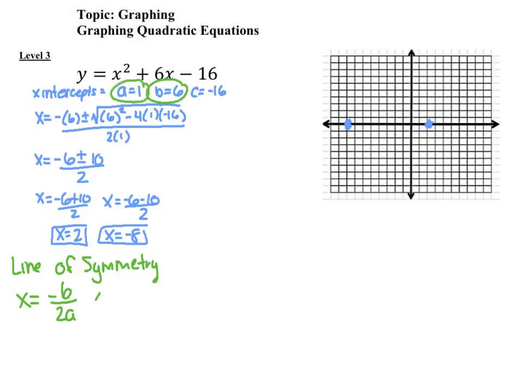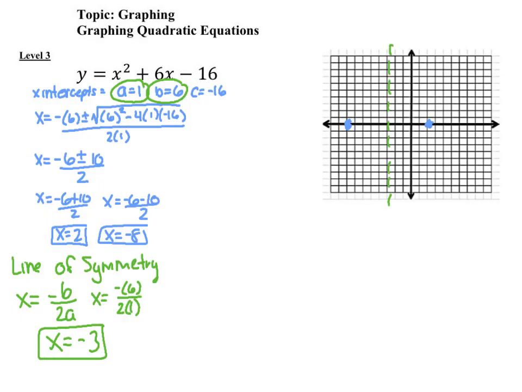So I'm going to go ahead and plug those in. I get x equals negative 6 over 2 times 1. So when I simplify this, I get x equals negative 3. So my line of symmetry is going to be, I'm going to draw a dotted line. This is going to be the middle of my graph.